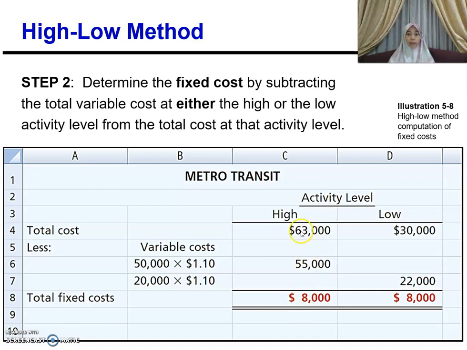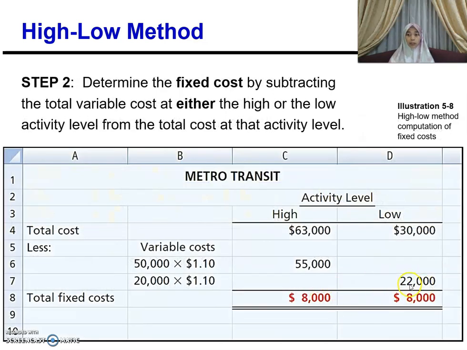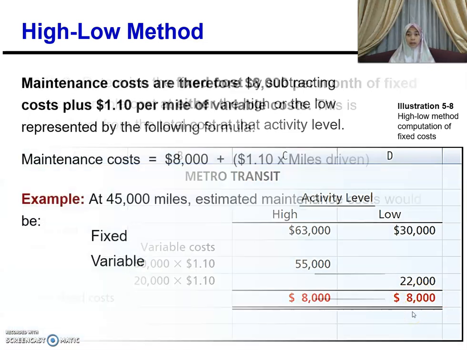You can either put in the high level, or you can do it at the low level. You will arrive at the same answer. If you take the low level, your low level here is 30,000 and the miles driven is 20. So 20 times 1.1 will give you 22. So 30 minus 22 also gives you 8,000. Because we know that fixed cost remains the same regardless of your activity level, you have worked out your total fixed cost as 8,000 ringgit.